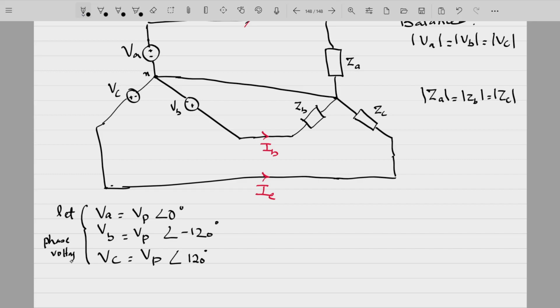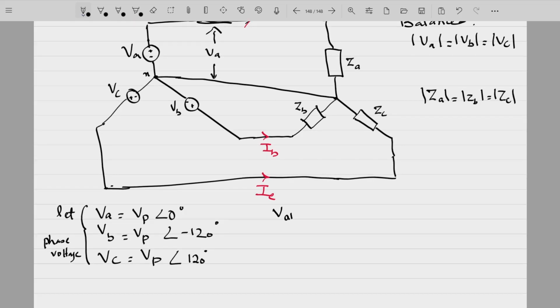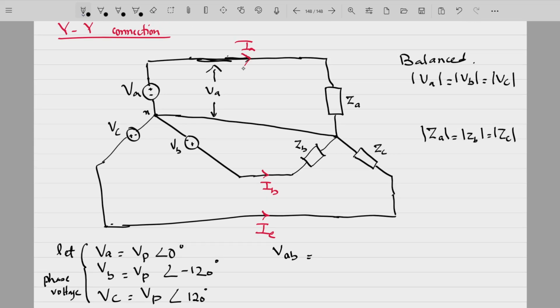The voltage between a line and a neutral, here the voltage between this line and this neutral connection, is VA. This is known as the phase voltage. And we also already derived in the last lecture that you will have six different line voltages. VAB is this voltage. It is the voltage between a line and a line, or you can say between a phase and a phase. That is known as the line voltage.